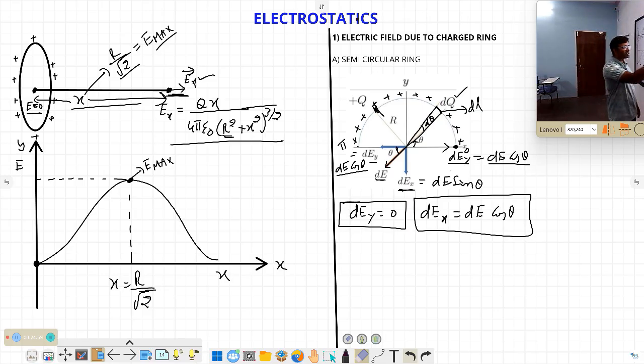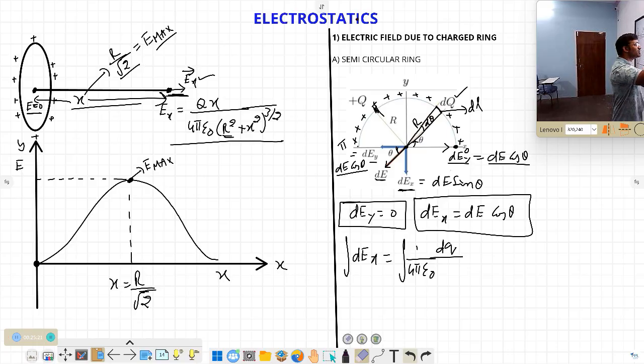What is the electric field intensity at this point to calculate? You can apply the integration from 0 to pi limits. So I can apply integration of dEx. What is the dE formula? 1 by 4 pi epsilon naught is the basic formula, into charge dq by distance squared. What is the distance here? R is the radius, that is the distance of the elementary portion. I can write it as R square into cos theta. Now the limits are 0 to pi.